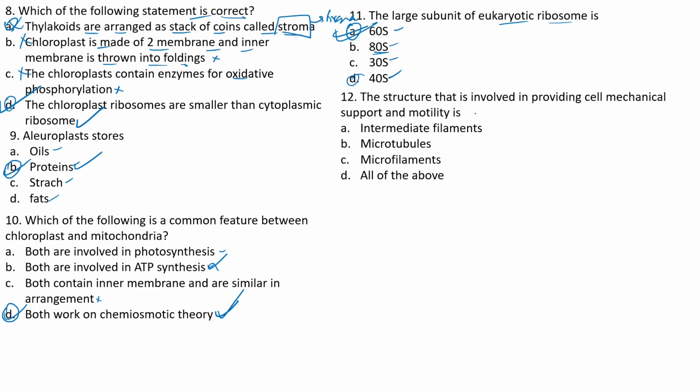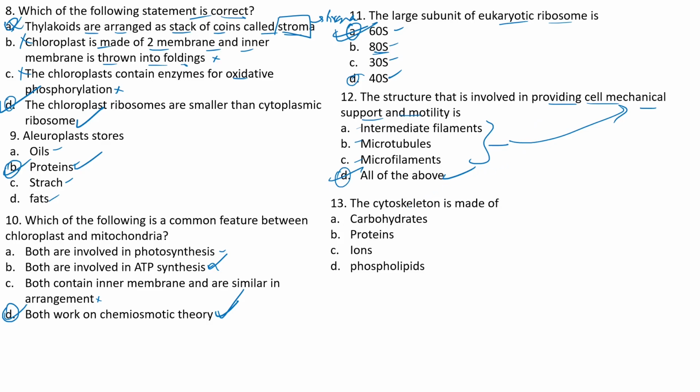The next question, the structure that is involved in providing cell mechanical support and motility is intermediate filaments, microtubules, microfilaments. The answer is all of the above. All of these three structures are mainly involved in providing the mechanical support and motility, right? And the next question, the cytoskeleton is made up of carbohydrates, proteins, ions, phospholipids. It is proteins. As we have mentioned, they are proteinaceous in nature. It means that they're completely made up of proteins.